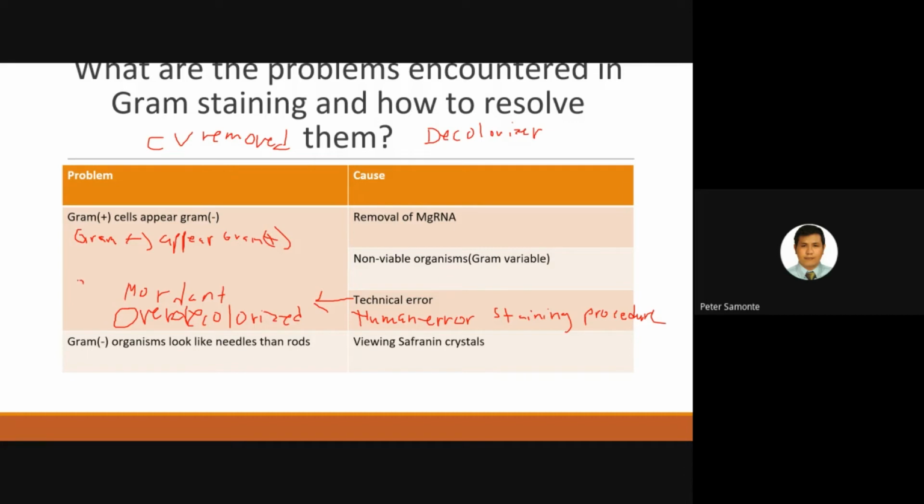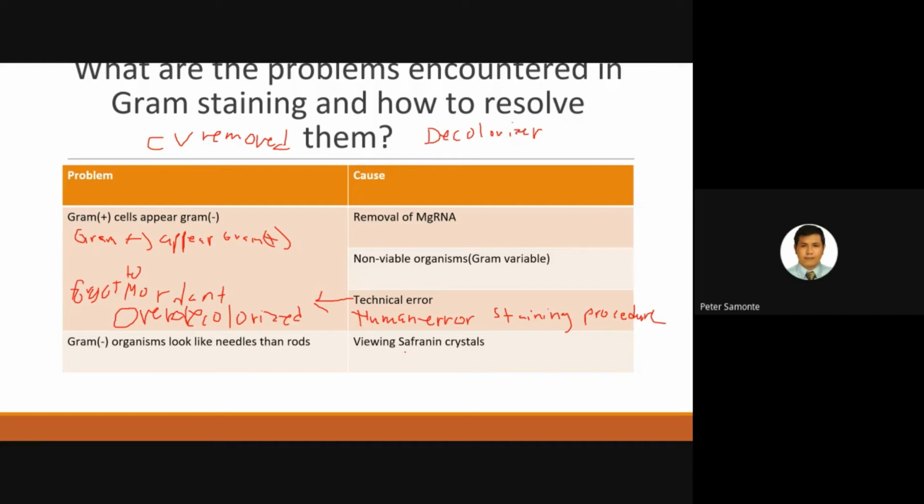So if you forgot to add the mordant, and if it is over decolorized. Kapag naman, class, gram negative would appear gram positive. Ano yung sinabi mo kanina? Was that Andrea? Yes, sir. Anong sabi mo kanina? Incomplete decolorization, sir. Okay, all right. So if there is incomplete decolorization, class, your gram negative could appear gram positive. Kasi hindi na properly remove yung primary dye, making it appear gram positive still.